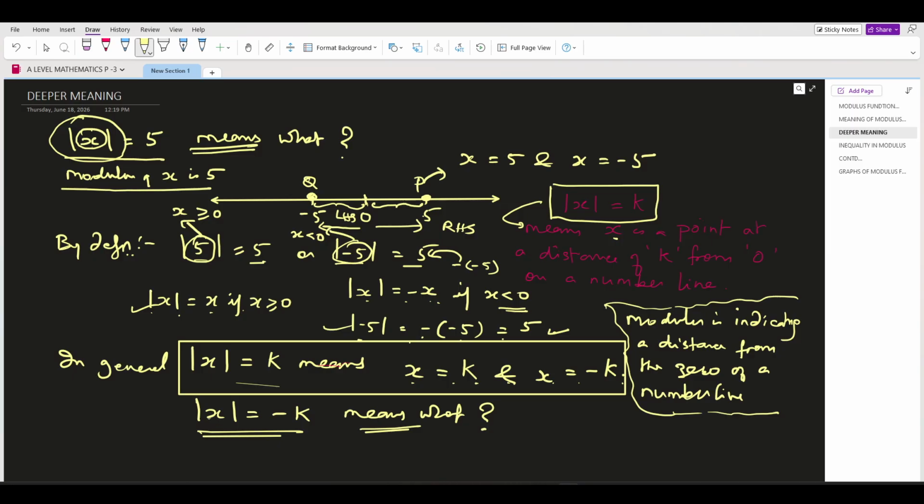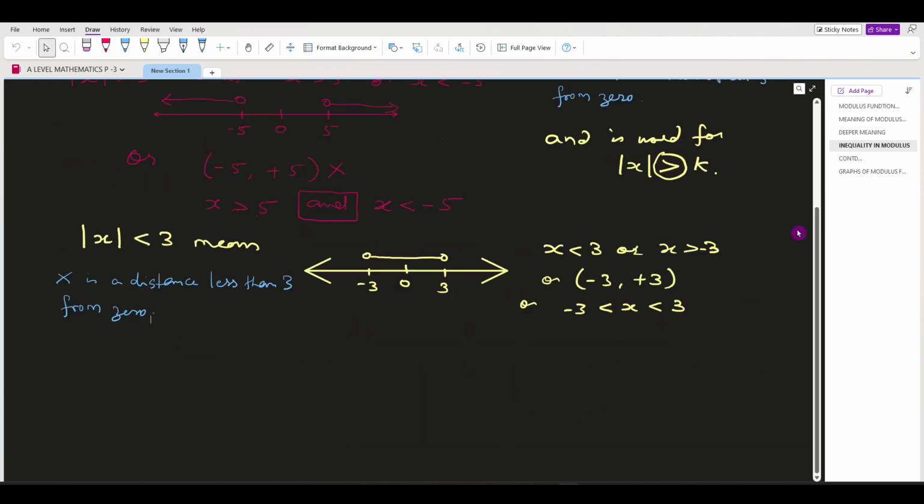Modulus of any number is always positive, and if somebody tells you modulus of x is equal to minus k, that means it is negative. So you can always say that this is meaningless. Why? Because modulus can never be negative. The answer is because absolute value of x cannot be negative. It will always be positive, right? So if somebody is telling you modulus of x is equal to minus k, you just tell him that your statement is not correct. It is incorrect. Let us move on to next slide.